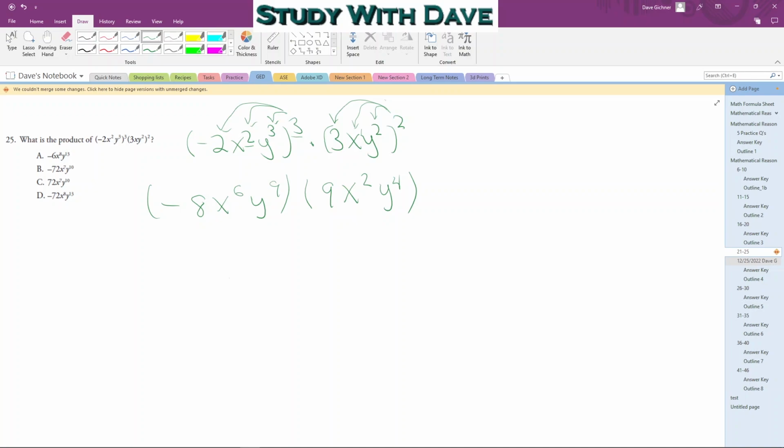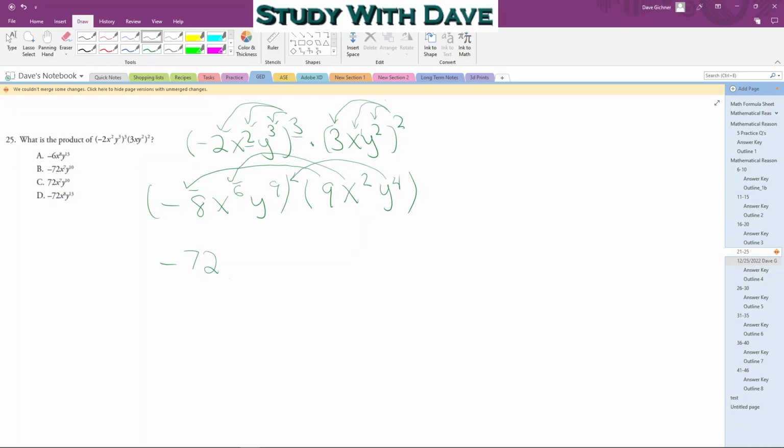Let's just go ahead and basically just bring these two equations together. So we'll bring those together. We'll bring the x's together and the y's together. So this will look like negative 8 times 9 is negative 72.